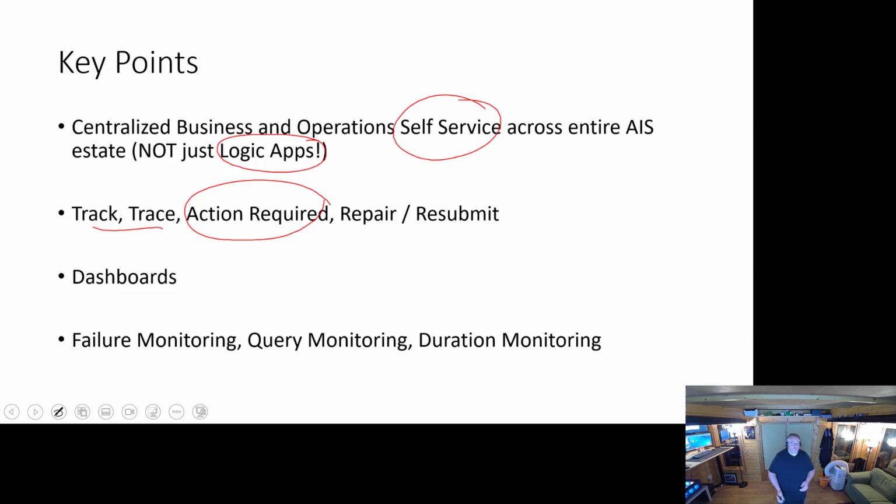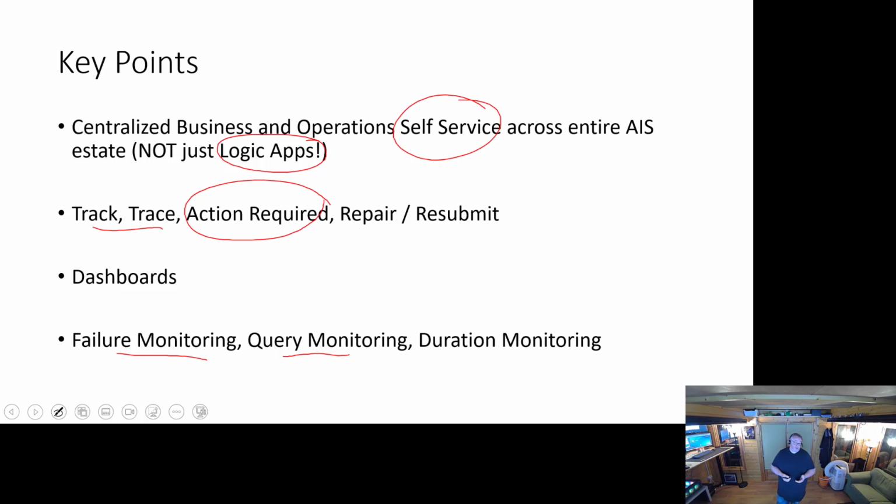We then have monitoring, so we've got failure monitoring here, where if there's an error in your process, that can trigger our failure monitoring that'll alert somebody to come and have a look at a problem. You can have query monitoring, where you can write a query that gets executed on a recurring basis, and based on the results of that query, we can trigger alerts if there's a problem.